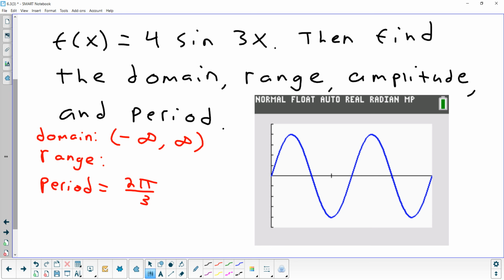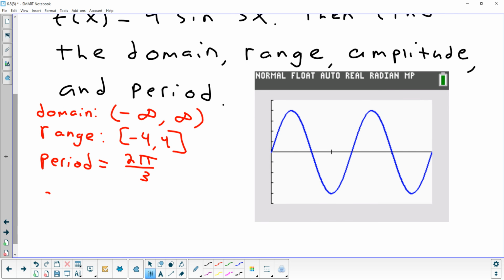Tim? Or -4? Including, not including? Including. You do hit -4 and you do hit +4. In fact, how many times will you hit -4 and +4? Infinite. Yeah, you're going to hit it forever. Domain, range. Let's do amplitude.